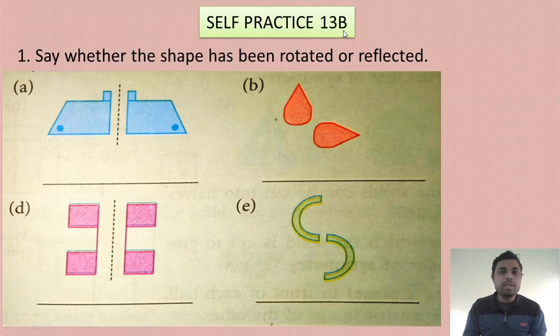Self practice 13b. Question number 1. Say whether the shape has been rotated or reflected. So A, just see, this is given, that means what? This is the middle line, and just see here the distance of this point from the mirror and the distance of this point from the mirror are equal. So what can we say? Is it rotated or reflected? Just reflected. For rotation there is turning, but here there is no turning. This is the middle line, this is the original object and this is the reflected object. So the answer will be reflected.